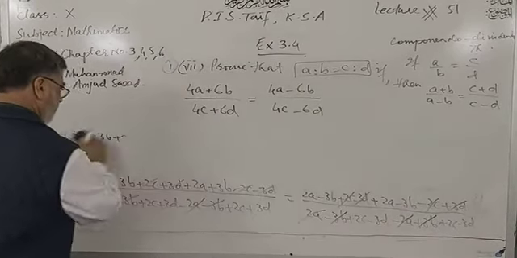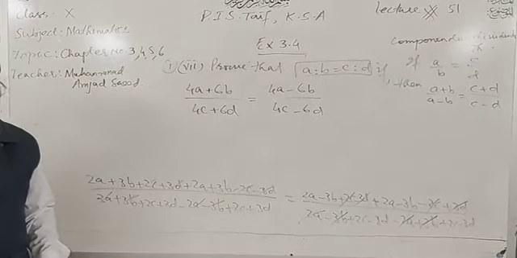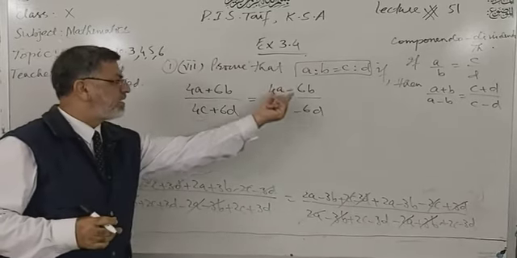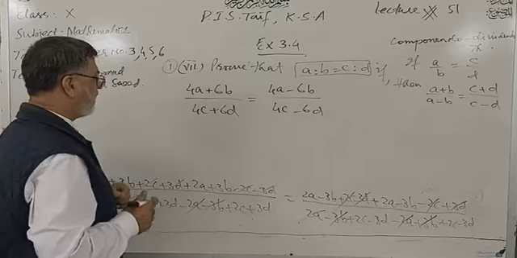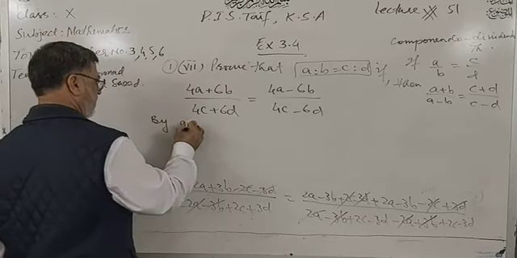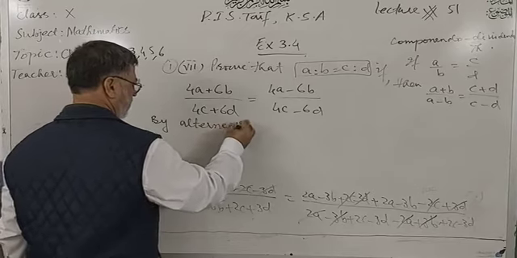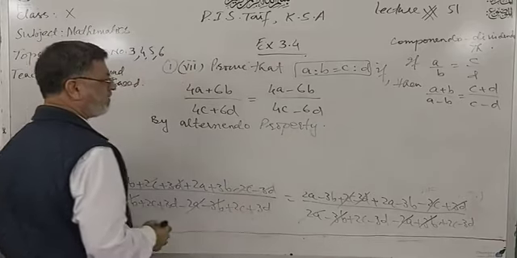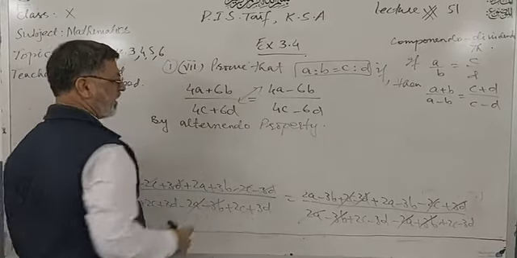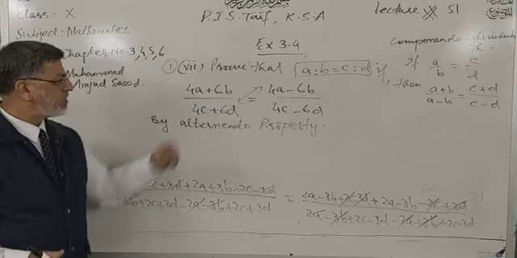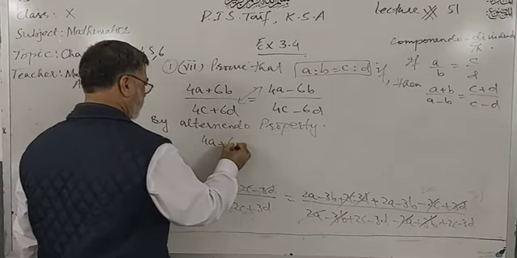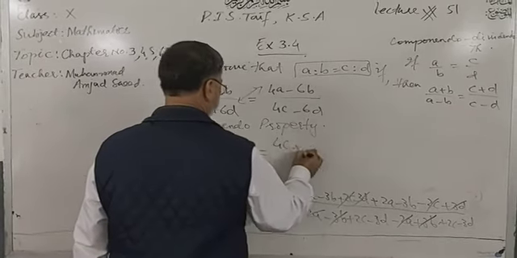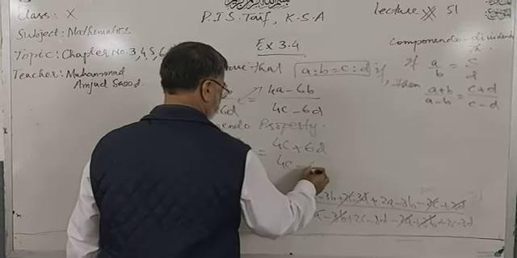Here we have, dear students, this is AB and this is CD. By the alternando property, they are interchanged. 4A plus 6B over 4A minus 6B equals 4C plus 6D over 4C minus 6D.